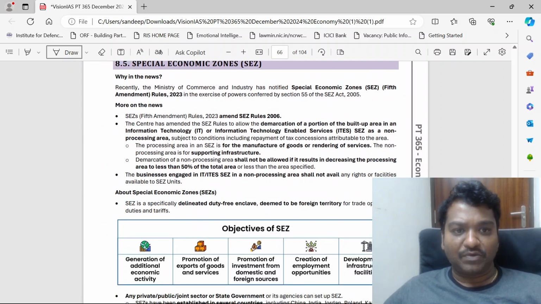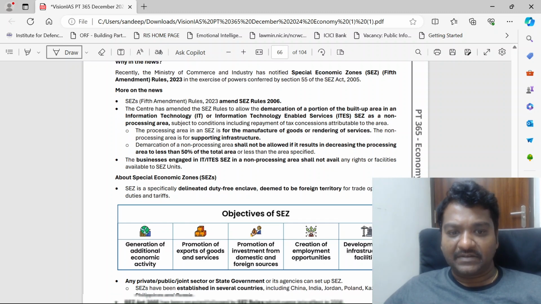Special economic zone, Fifth Amendment, guys. So it's fine.